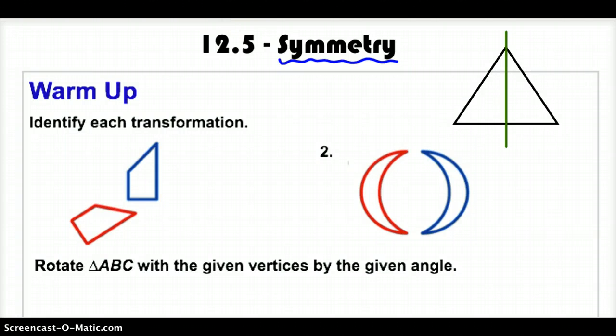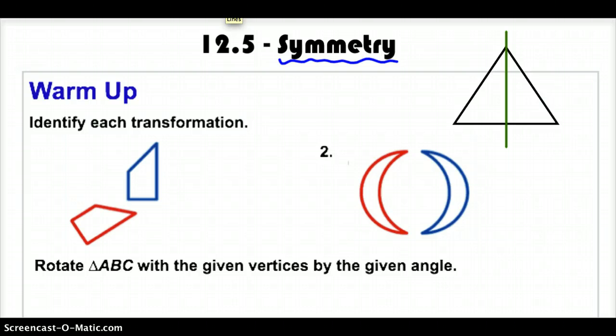All right, that's kind of what we're going to be dealing with today, but there's a couple different types of symmetry that we're going to discuss. One called line symmetry and the other called rotational symmetry. And so let's look at some of the prerequisite skills here. The first one asks us to identify what type of transformation each one might be.